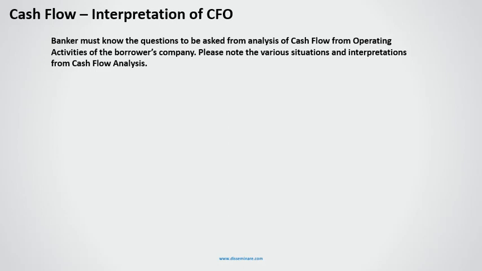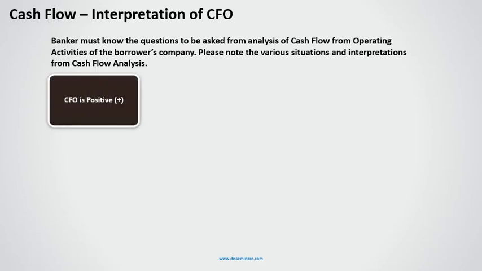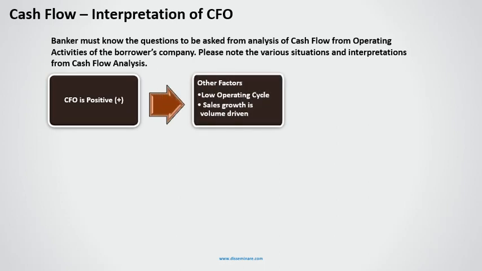In case 1, we consider that the banker finds the CFO is positive. This implies that there is a net cash inflow from operating activities. The other factors observed are: 1. Low operating cycle of the borrower's business, and 2. Sales growth is volume driven. The interpretation and conclusion of the banker is that this borrower's business is favorable for funding.